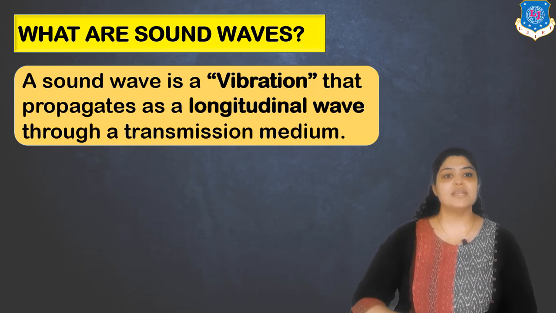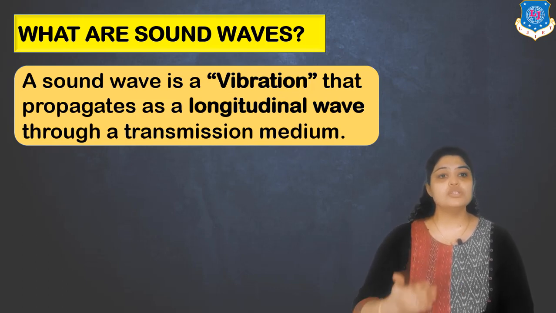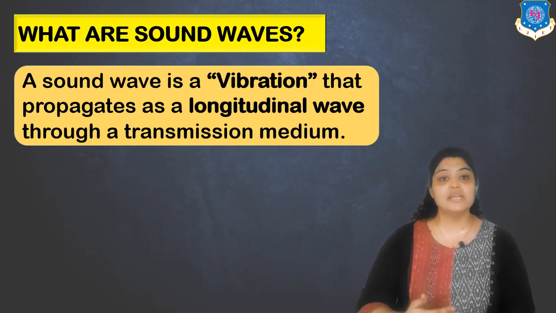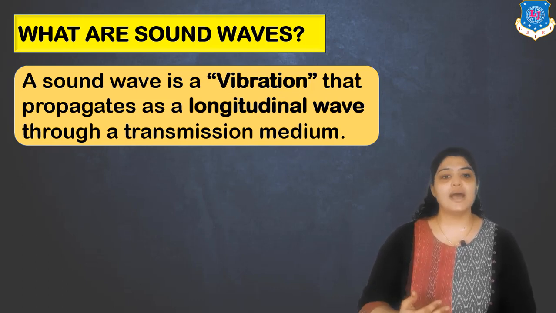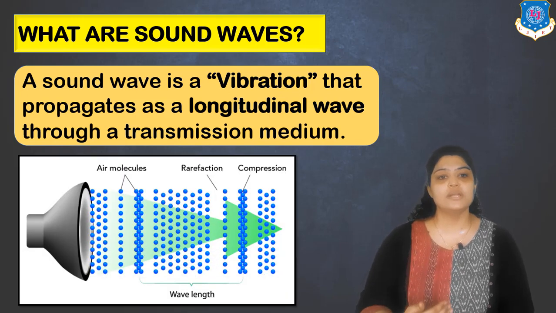Suppose there is a source of sound from where the sound is generated, and there is a detector. From source to detector, there has to be a medium, and hence I can say that sound waves cannot propagate in vacuum. They need a medium, be it air, any other material or water. This is how sound is actually moving in the form of a longitudinal wave.